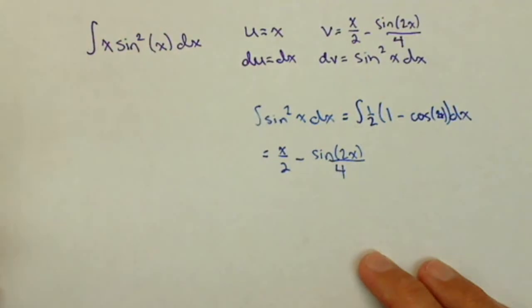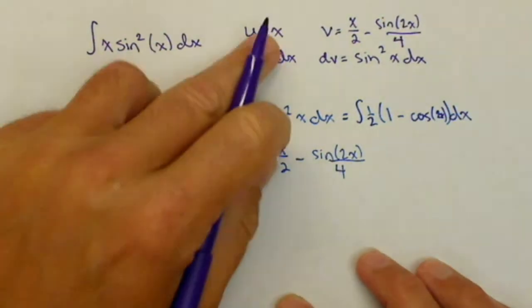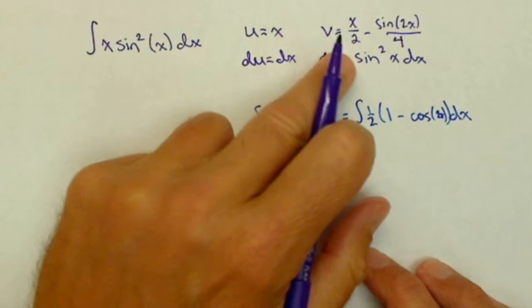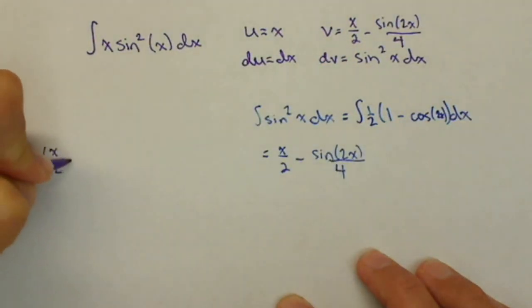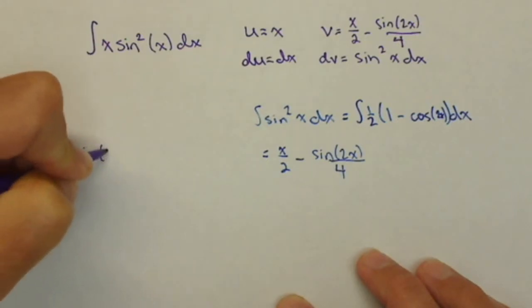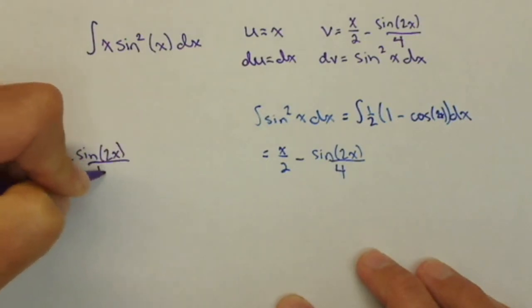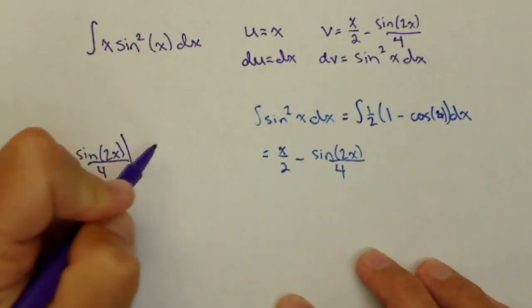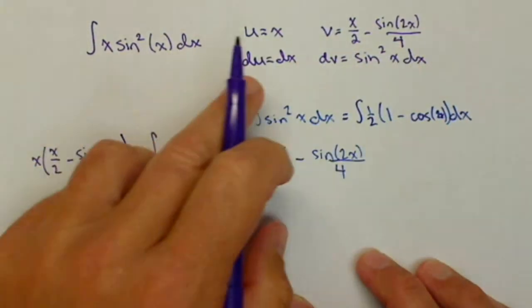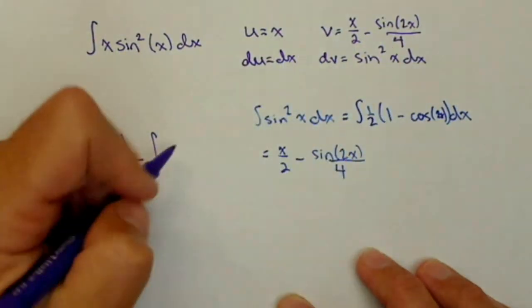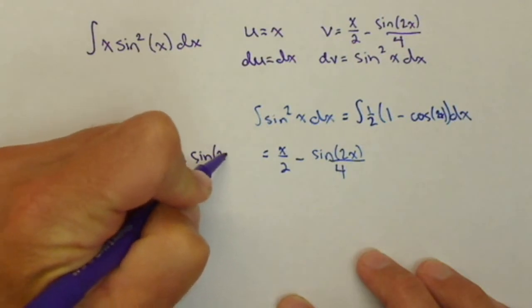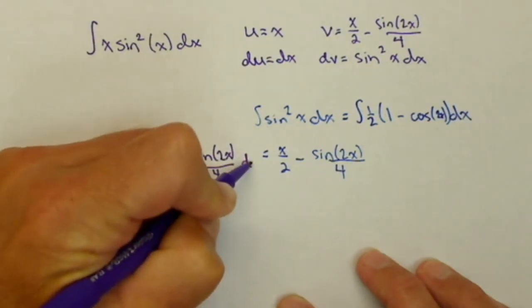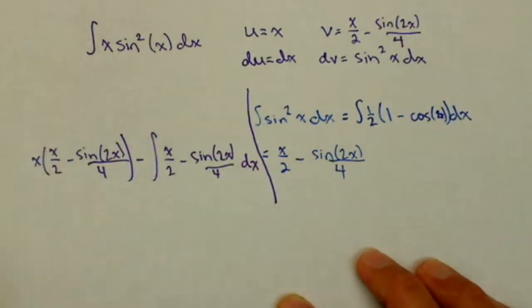Now, let's talk about putting this thing together then. So our integration by parts is uv, so x times x over 2 minus sine of 2x over 4, minus the integral of v du. So right there, x over 2 minus sine of 2x over 4 dx. Didn't really leave quite enough space there, so I apologize for that.